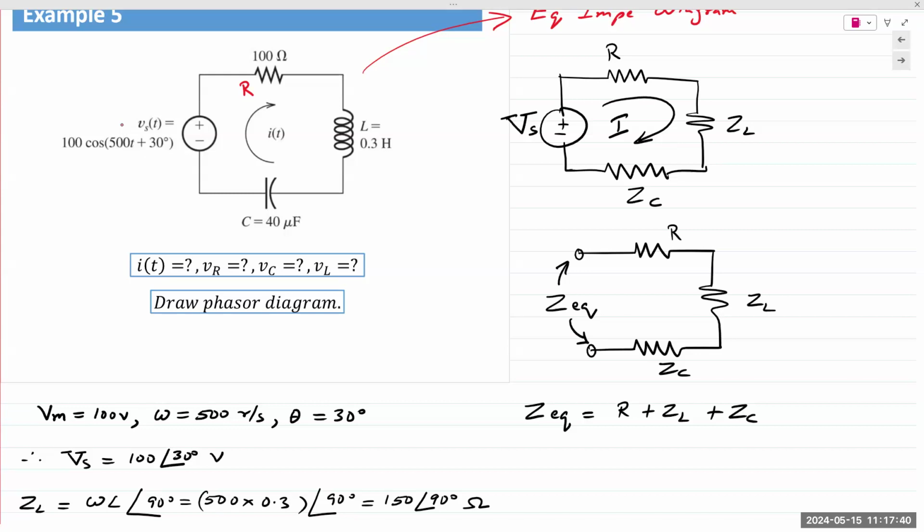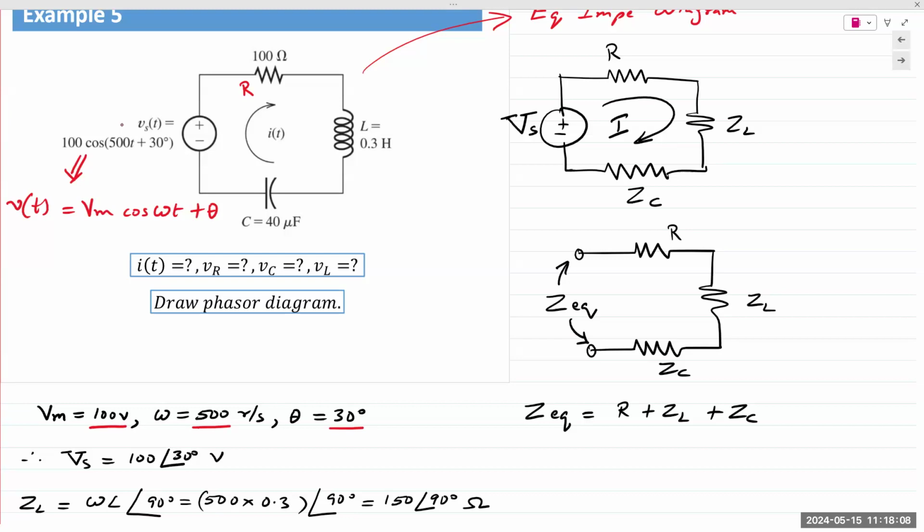We take our source and we compare it to the standard expression, V of t is Vm cos(omega t plus theta). And from there, we obtain the values for the three quantities, Vm, omega, and theta: 100 volts, 500 radians per second, and 30 degrees.